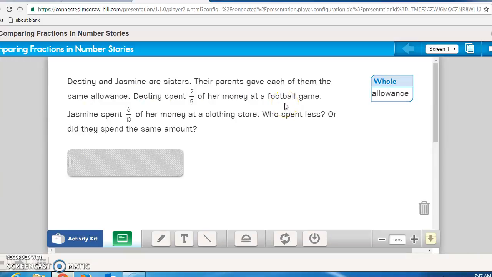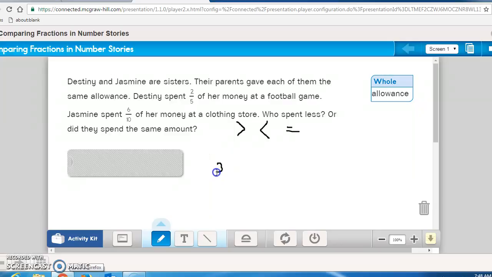Destiny spent 2/5 of her money at a football game. Jasmine spent 6/10 of her money at the clothing store. Who spent less? Or did they spend the same amount? Well, remember, when we're comparing again, we're going to be using either the greater than, less than, or equals to sign.